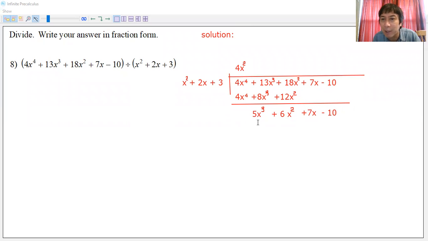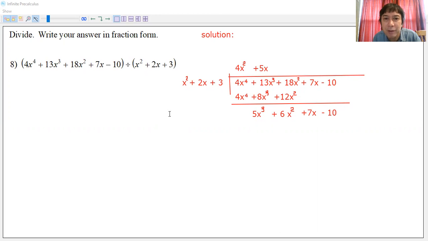This is 5x cubed. Our divisor is squared. So we still have a higher degree here, so we can still continue. 5x cubed by x squared is 5x. So that's our next term there. It's plus 5x there. Then back to multiply.